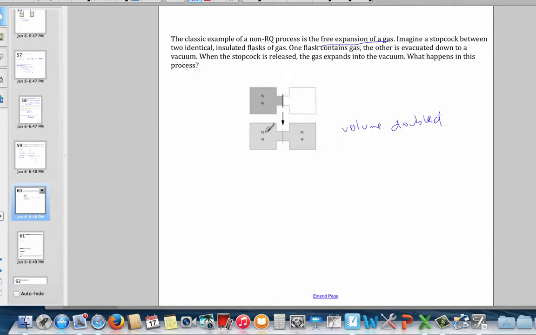Now, because there's going to be fewer atoms and molecules on this side, there'll be fewer collisions with the wall. The pressure is going to decrease. By how much? That depends on what sort of gas we're dealing with. We'll get into that shortly. So the volume certainly goes up and the pressure certainly goes down.